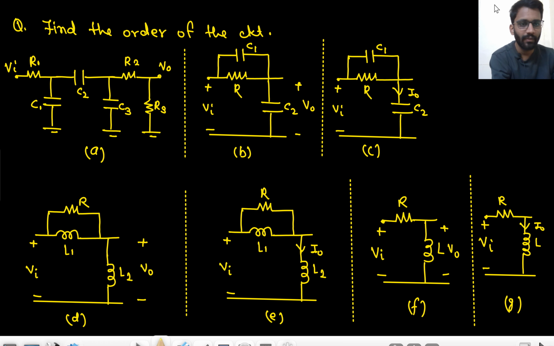Hello everyone. So today we will see a very simple but a very interesting analysis. These are 7 circuits in front of you. You need to find the order of the circuit with respect to the given output. Like in the first question, voltage output is given, second voltage output is given, third current output, fourth, fifth, sixth and seventh. Just don't skip the video. I know many of you will think that this is a very simple problem, but there is something interesting. So just hold on to the video.